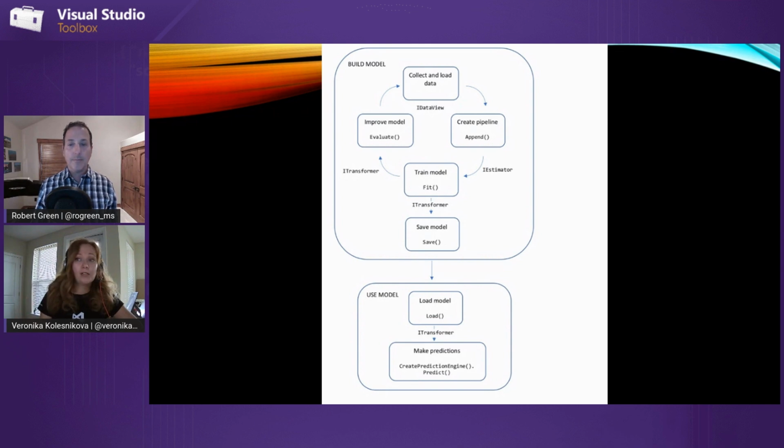You are loading the model using that load method, and then you can make your predictions. So you are creating a prediction engine and then using that predict method to get the prediction. Also, you can get not only the prediction itself, but also the level of confidence. Sometimes it can predict a result, but the level of confidence is really low. So maybe you shouldn't use that result in your application. Cool.